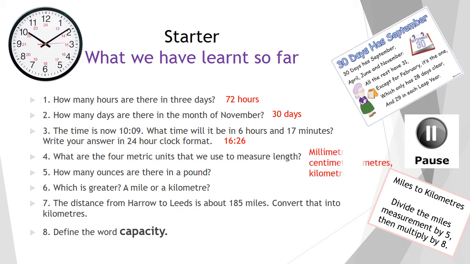What are the 4 metric units that we use to measure length? Remembering back to this week, it is millimeters, centimeters, meters and kilometers. There are more, but those are the most popular ones that we use. How many ounces are there in a pound? There are 16 ounces in a pound.